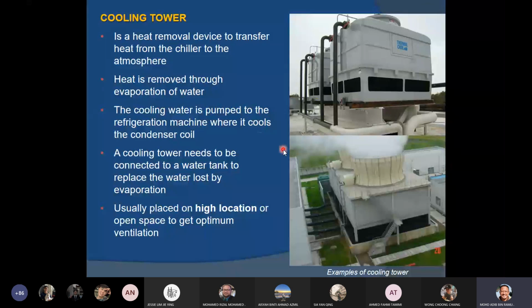If you still remember the pipes connecting the chiller and the cooling tower, there are two pipes. One pipe, this one that goes up here, supplies the hot water from the condenser. It gets into the cooling tower, and then what happens inside here?